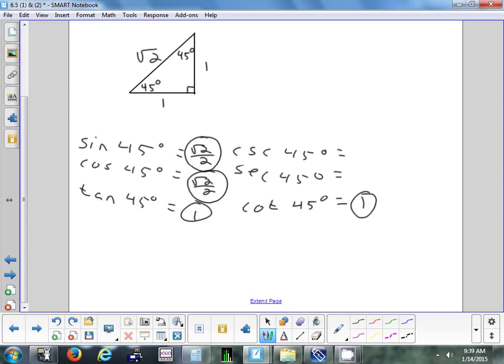What's my cosecant and my secant? They're both the same. Andrew? 2 square roots of 2 over 2. Yeah, 2 square roots of 2 divided by 2, which would be just the square root of 2. So there are your 6 trig functions for 45 degrees.